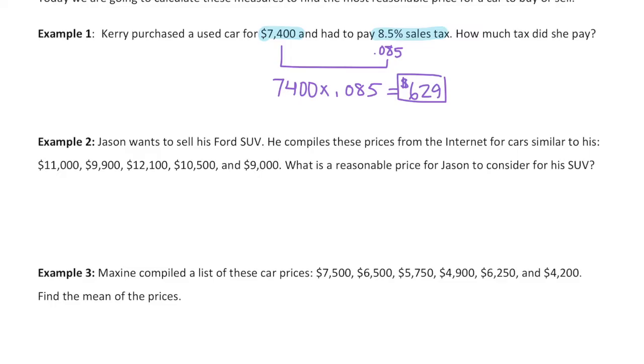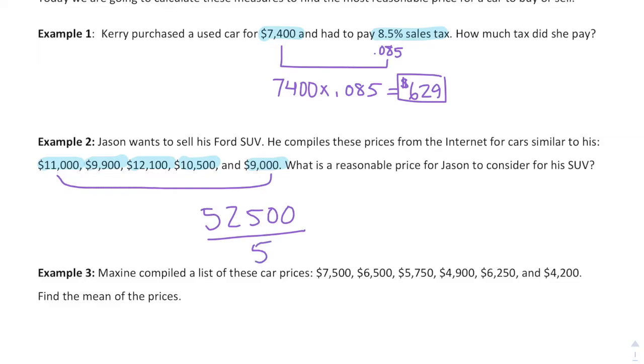And so we have to decide, are all the data points relatively close together, or do we have a value that is significantly higher or lower than the rest of them? It turns out that these numbers are all relatively close together. So you have 11,000, 9,900, 12,100, 10,500, and 9,000. Since they are all close together, to find a reasonable price, we're just going to use the mean. So we're going to add them all up. If we add all these up here, we get 52,500. And then we just divide by how many there are, which is 5, and we get 10,500. And so this would be the reasonable price that he should sell his Ford SUV.